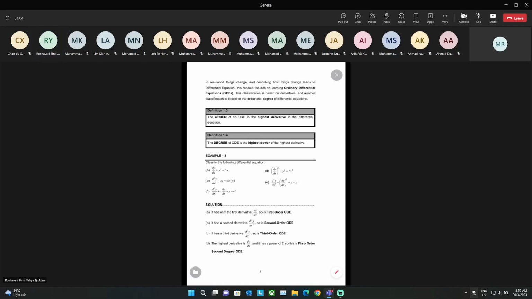So C, the highest derivative is 3, so this one is a third order ODE, and the degree is 1. And then D. The highest derivative here is 1. Look at D. So it is first order, and the power of this is 2, so the degree is 2. So first order, second degree. How about E?